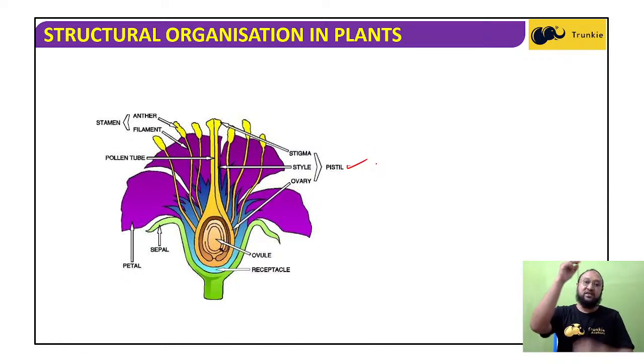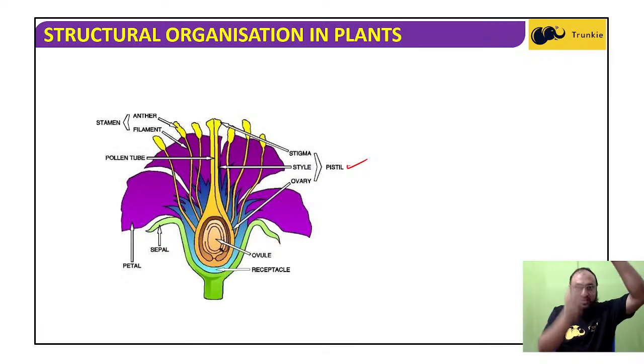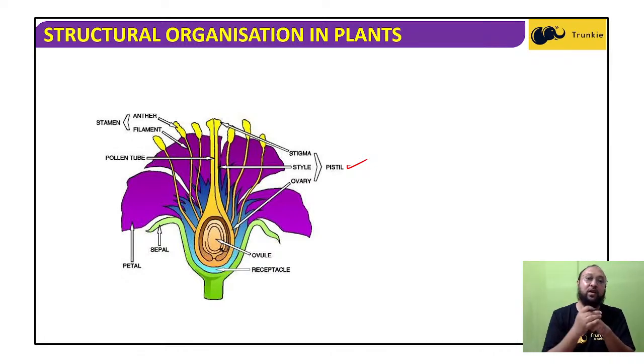Okay, stigma, the sticky part at the top, the terminal region, then the style, the tube-like structure, and then in the basal region, at the base, there is a swollen region that contains the ovary and ovule. So together all these, ovary, style, and stigma, is called pistil. Okay, so it is the androecium. In case of this, anther and filament together is called stamen, and so many stamens together form androecium.